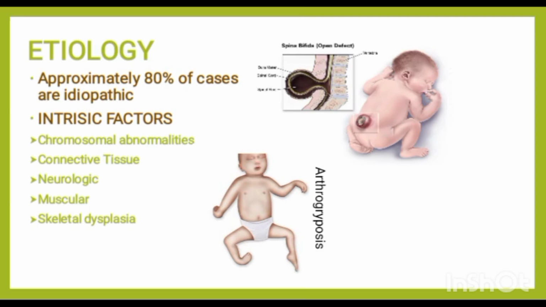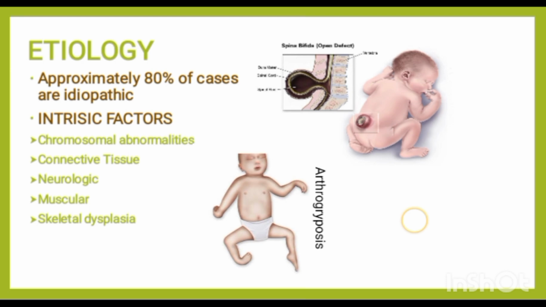Other factors include neurological factors. There is a condition called spina bifida, where the spinal cord is out of the vertebral column because the vertebral column is not properly fused. Other intrinsic factors involve any kind of muscular defects, muscular weaknesses, and there may be skeletal dysplasia, like any problem in the connective tissue or bone growth.